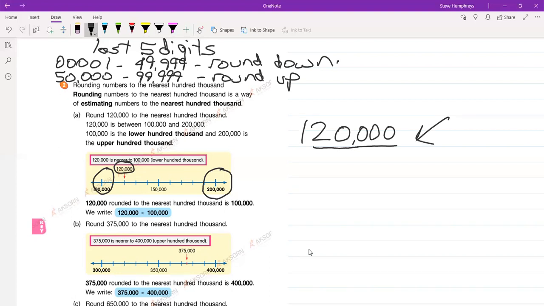Down to the nearest multiple of 100,000. 120,000 rounded to the nearest 100,000, round it down to 100,000. Okay? That's what they've done. And there's the answer.